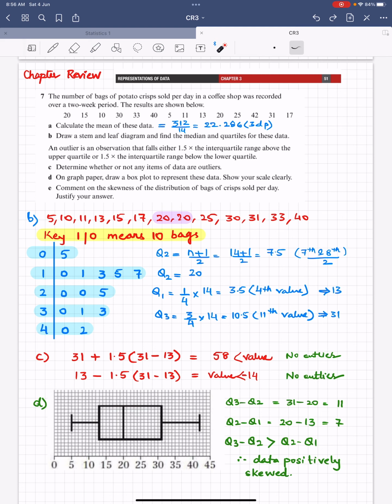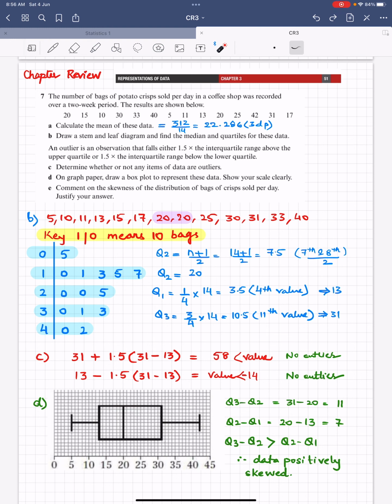Then comes the lower quartile Q1. Lower quartile is 1/4 of 14, 3.5. That rounds up to the 4th value, which is 13. So the 4th value is 13. And the upper quartile is 3/4 of 14, which is 10.5, which rounds to the 11th value, which is 31. So we have our median and the quartiles in place.